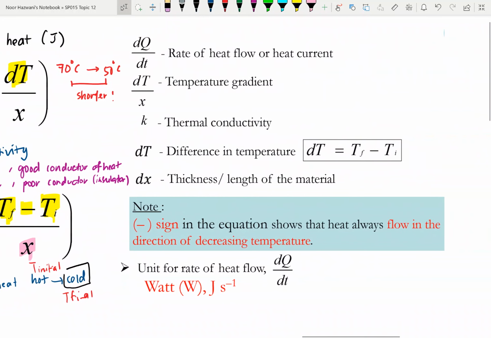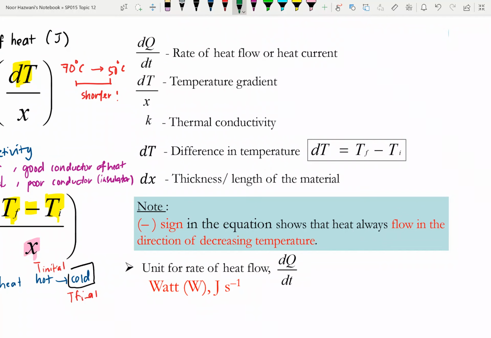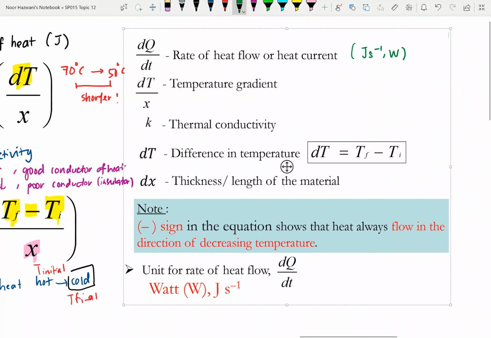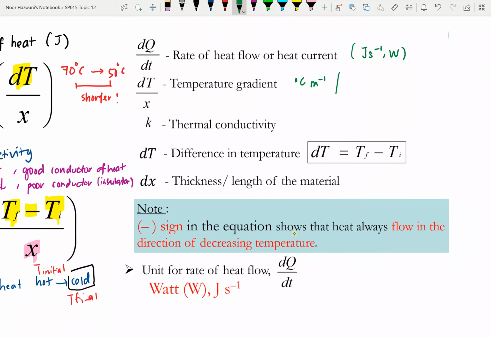Okay, so kita tengok dekat sini, kalau I boleh repeat balik. So, dQ per dt either dalam unit joule per second ataupun dalam unit watt. Temperature gradient, okay. So, dT per dx dekat sini, dia adalah degree Celsius ataupun Kelvin. So, dia boleh degree Celsius per meter ataupun dia boleh jadi Kelvin per meter. Okay, depends on the temperature lah given.